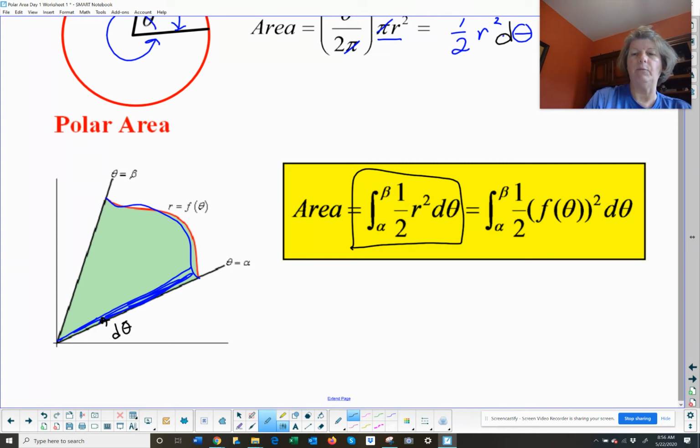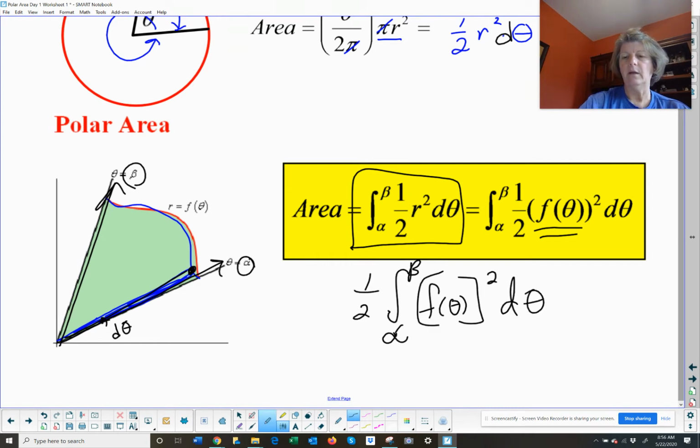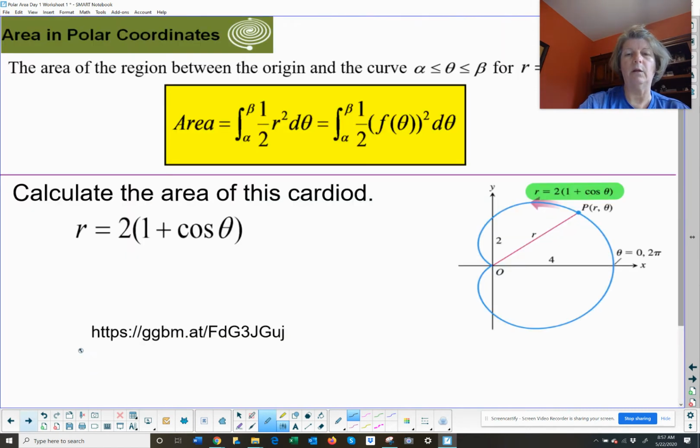And probably most of the time we will bring the 1/2 out front. Our bounds will be from a theta angle starting at alpha, finishing at beta. So that's why you're seeing alpha to beta. R squared is the length of that radius, that directed length, and that's going to be given to us by the polar equation. So we really can substitute for R the polar equation f. And there's the formula, okay? So we'll roll on with that.